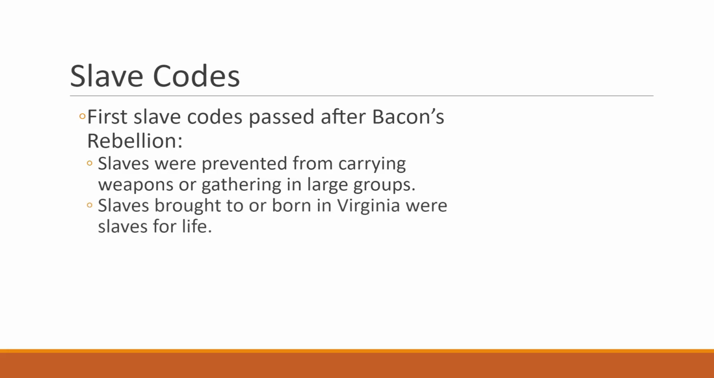There is a second slave code passed shortly after the first one that states that any slaves brought into Virginia or born in Virginia were slaves for life. Like I said, this was fairly rare in the history of slavery. The children of slaves typically were considered free. But in the 13 colonies, if a slave had a child, that child automatically became a slave itself. Takeaway from Bacon's Rebellion is it leads to the increase of African-based slavery in the colonies.